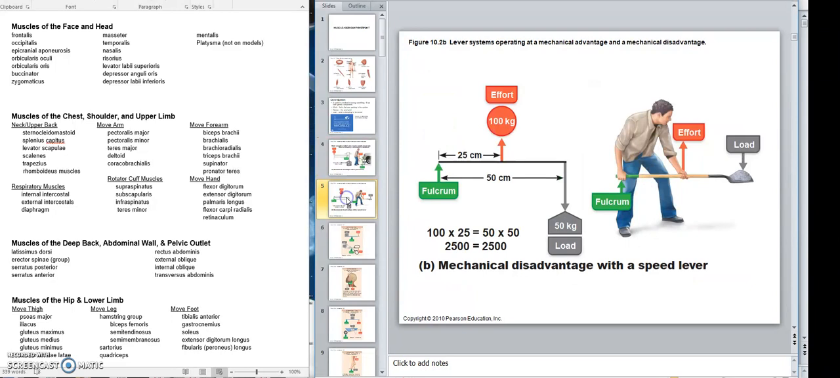We go further. Here's the fulcrum. See, the load is further away from the fulcrum than the effort. That means it's not much mechanical advantage, but it is a good range of motion, because all you have to do is push down that little bit and this thing is going to go up. See?